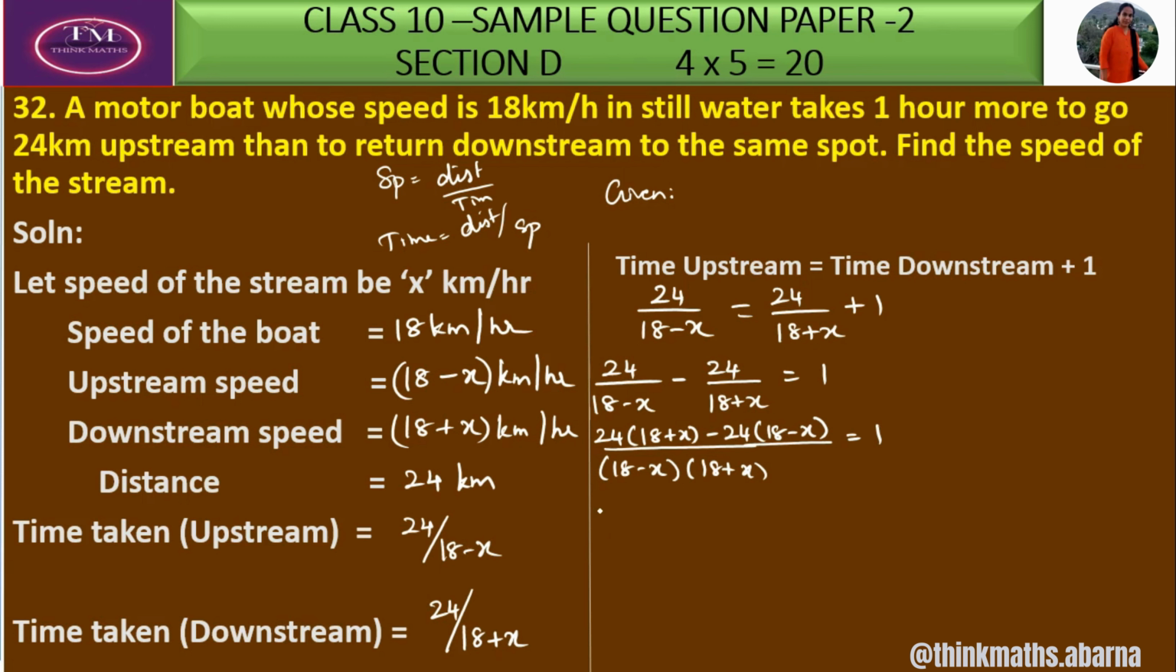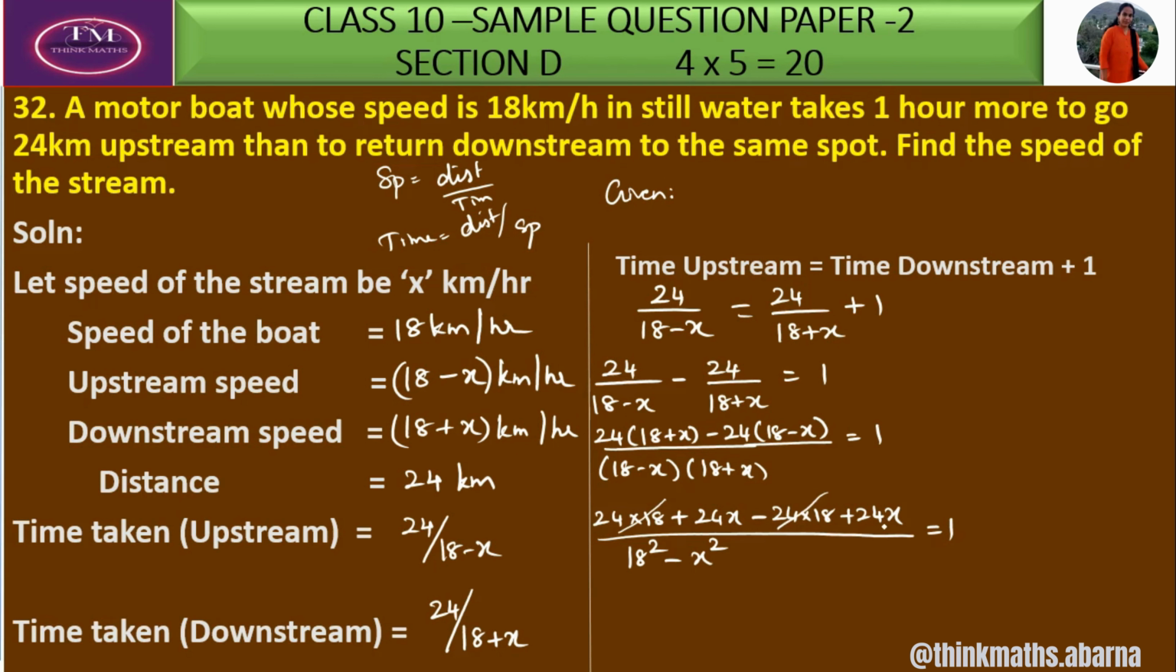So 24 into 18 plus 24 into x. Here also, minus 24 into 18, and minus into minus gives plus, so plus 24x, divided by a minus b into a plus b, so a square: 18 square minus x square equal to 1. I didn't multiply this because I have a positive multiplication here, and the same is here in negative, so it gets cancelled.